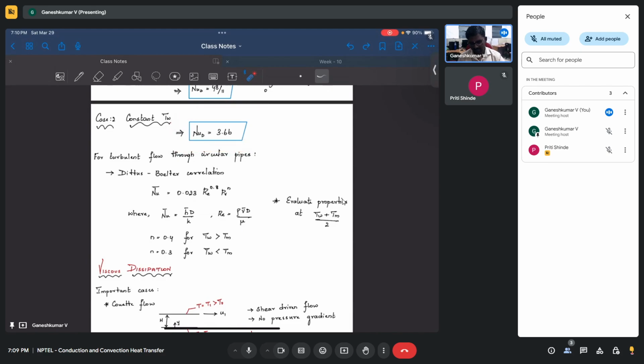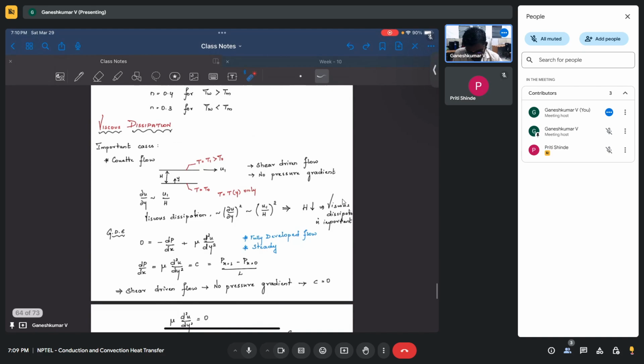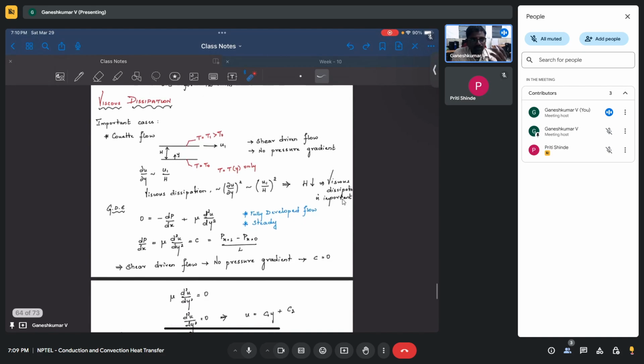Okay, and then there is also something called the Dittus-Boelter correlation, which is an important correlation for turbulent flow in a circular pipe. This is what we usually use, but this is derived from experimental analysis. But the main focus of this week's lecture was viscous dissipation for internal forced convection problems.